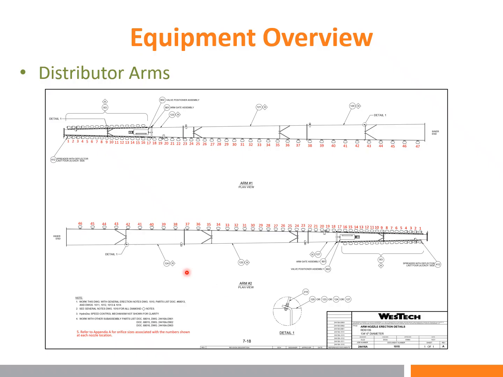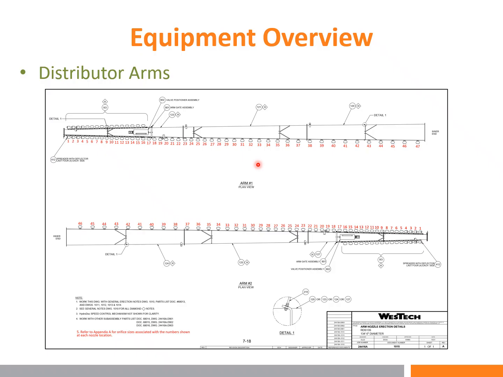The reason these are numbered, and there's a table in the O&M manual, is that each one of these discharge ports will have a corresponding orifice size. And so we have a table that shows the orifice sizes at each one of these locations.